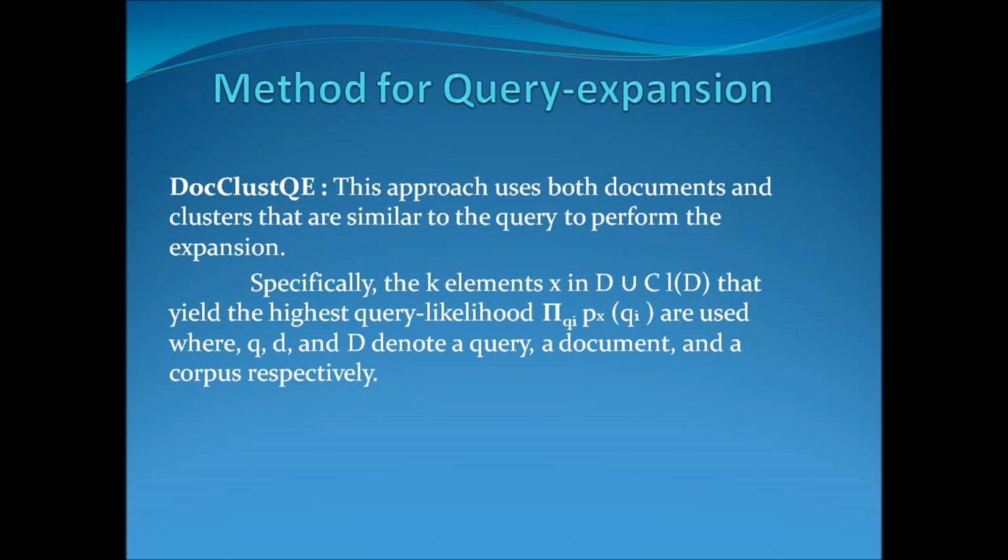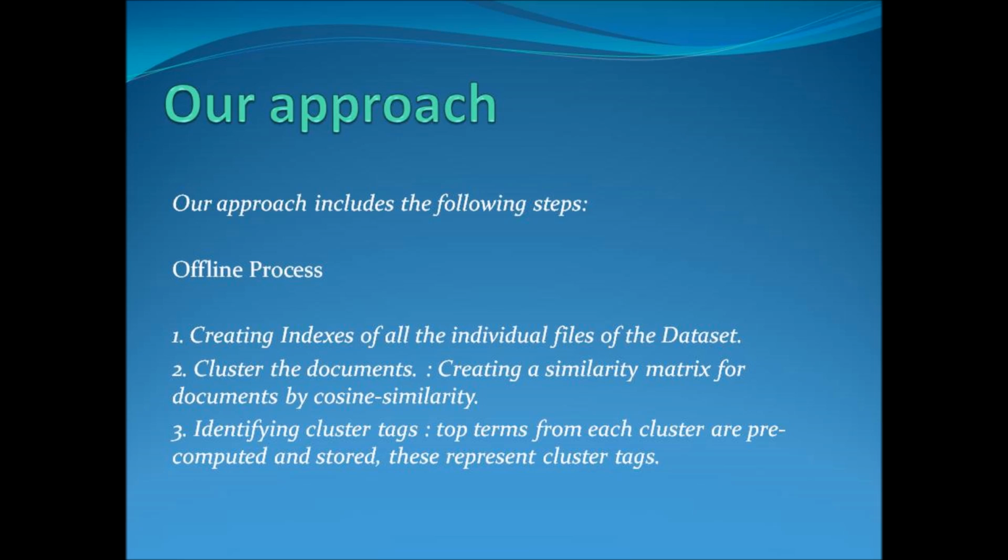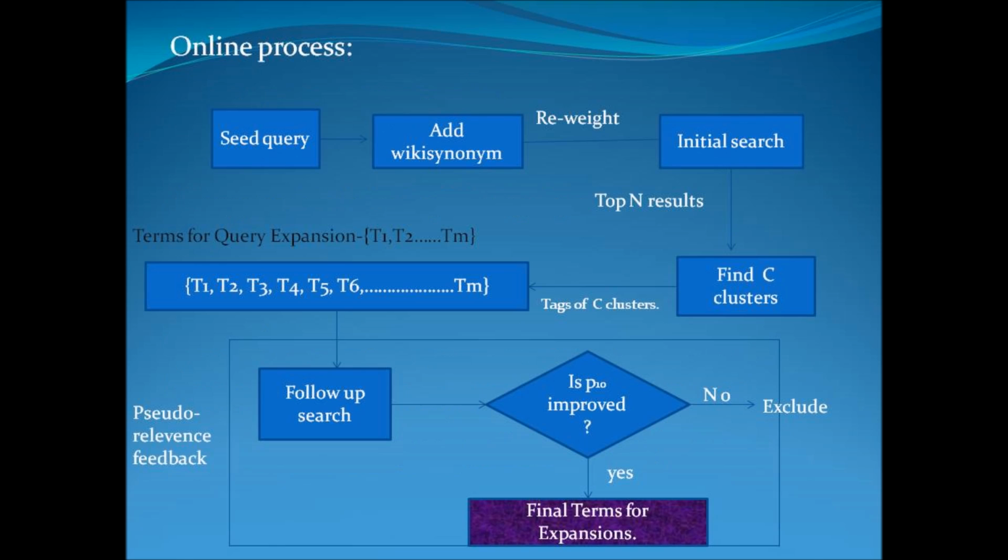This method uses both documents and clusters that are similar to the query to perform the expansion. Our approach includes two main steps, offline process and online process. In the offline process, we have three steps. First, creating indexes of all the individual files of the dataset. Second, clustering the documents. Third, identifying the cluster tags.